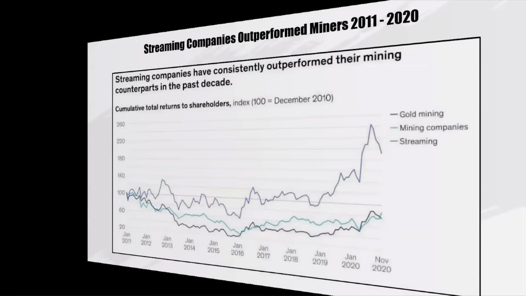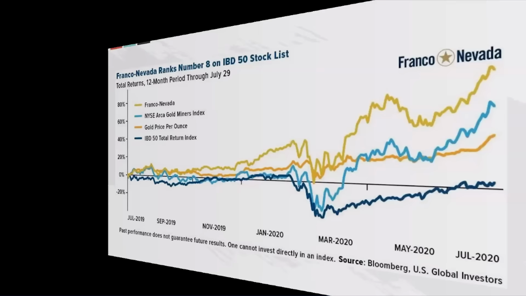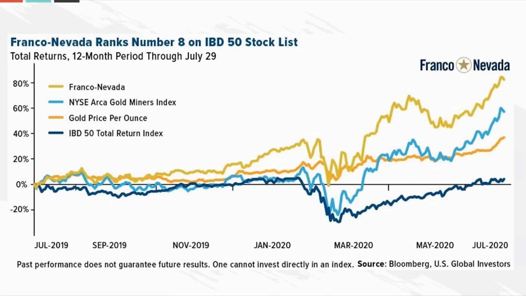Streaming companies are what we favor in the Morgan Report. This shows you Franco-Nevada. If you bought Franco at the same time gold peaked at 2000, Franco's at 50, now it's at 150, so you would have tripled your gold investment and collected dividends along the way.